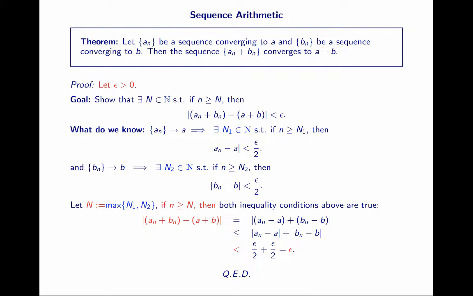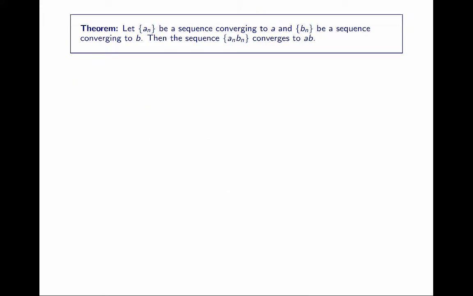So let's go to our next arithmetic result. Again, let a_n be a sequence converging to A and b_n a sequence converging to B. Then the sequence a_n times b_n converges to AB. In other words, if I took my two sequences, which is just an infinite list of numbers, and multiplied the entries of those sequence lists, entry by entry times each other, I'd build a different sequence, and that sequence converges to the product of the two limits.